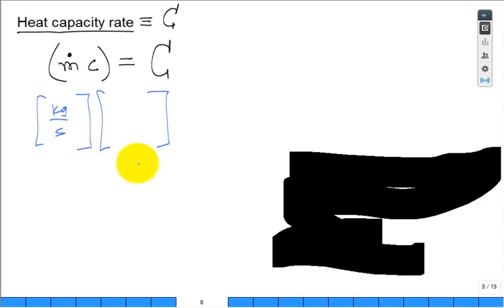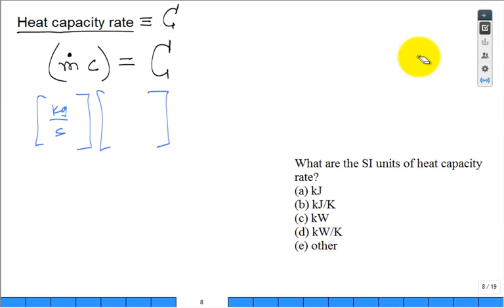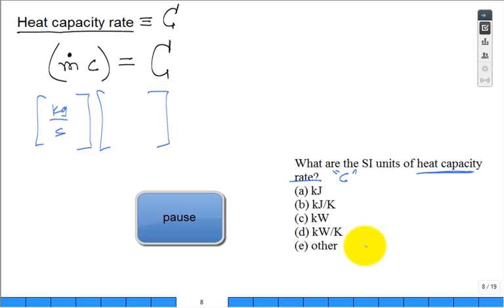Oh, you know what? That's our first clicker question of today. What are the SI units for heat capacity rate, this cap C, right here? Is it kilojoules, kilojoules per Kelvin, kilowatts, kilowatts per Kelvin, or something else?